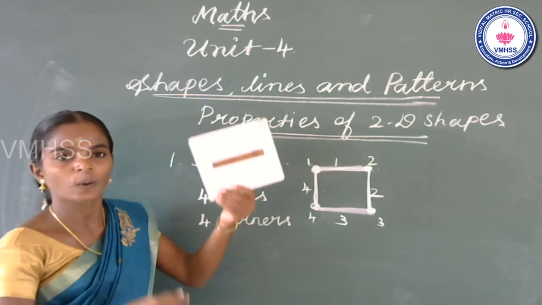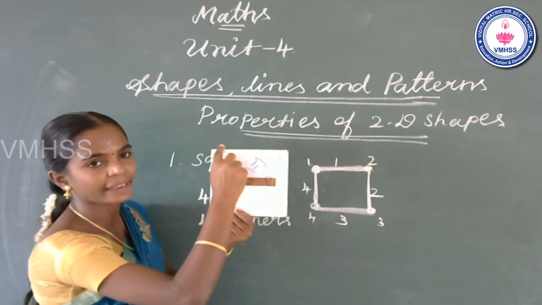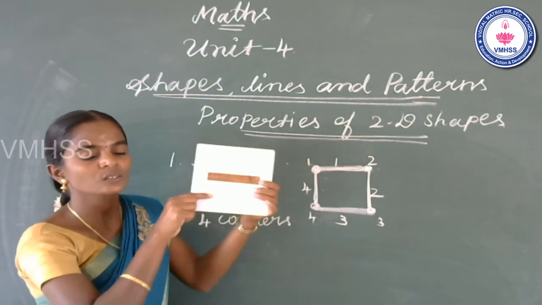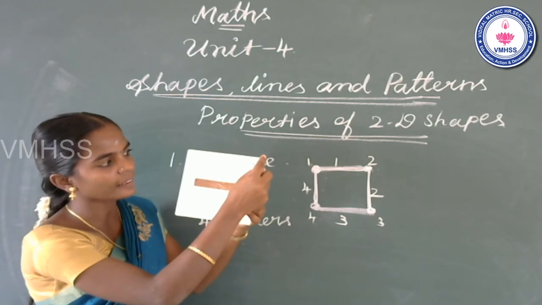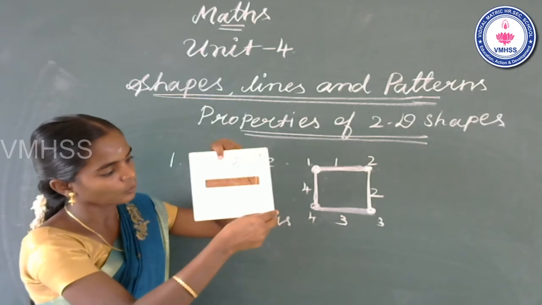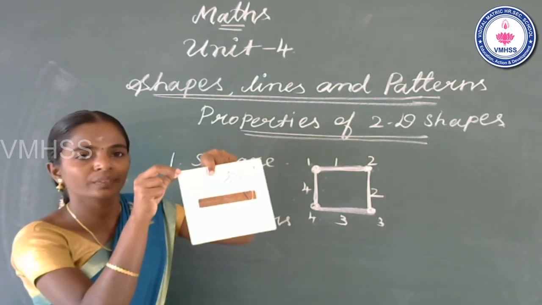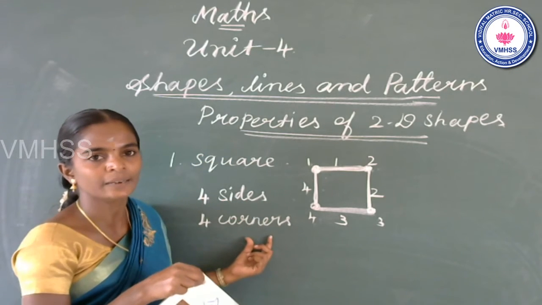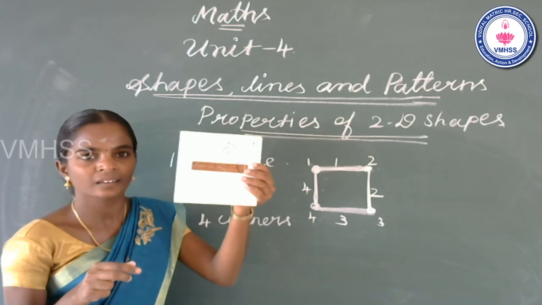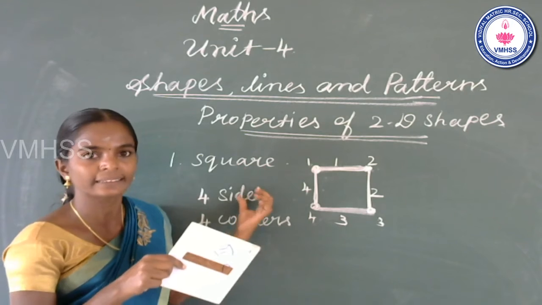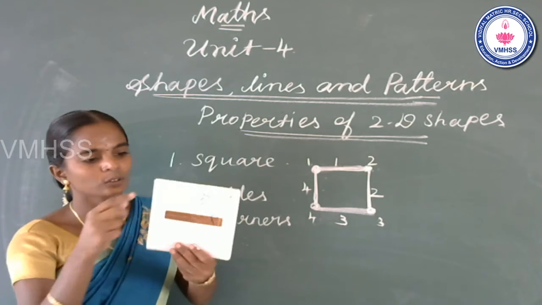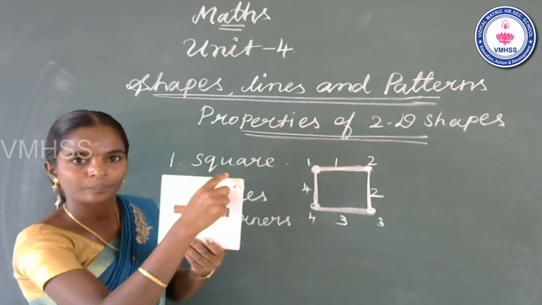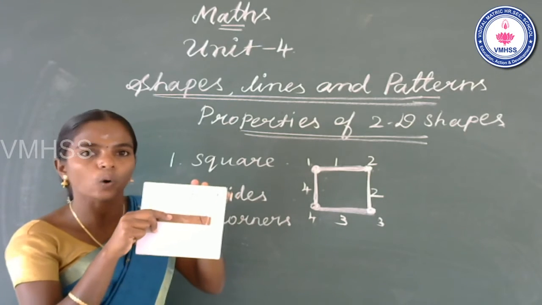Children, listen. This one is a square shape. 1, 2, 3, 4. So there are 4 sides. Next corner, this one. 1, 2, 3, 4. So there are 4 corners. So 4 sides and 4 corners. Did you understand? The shape is square. The two sides meet at a point, corner. The straight line, side. Children, so 4 sides and 4 corners.